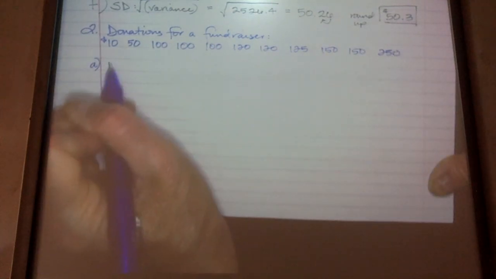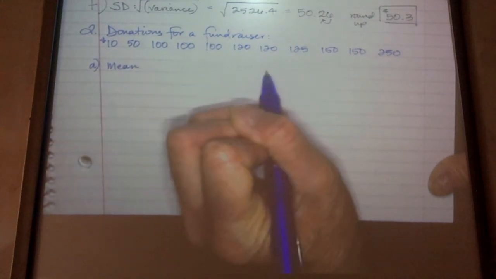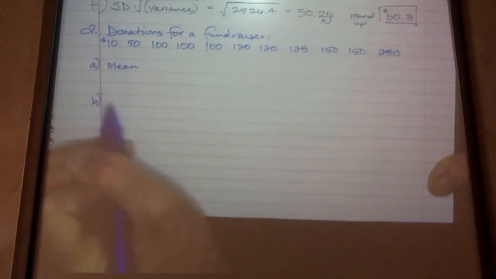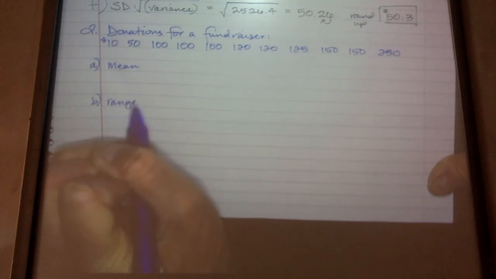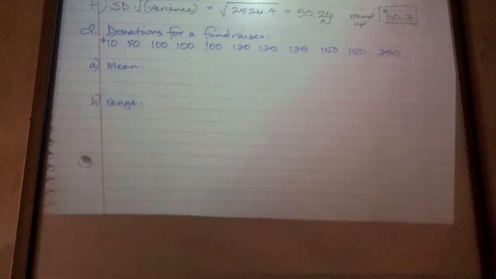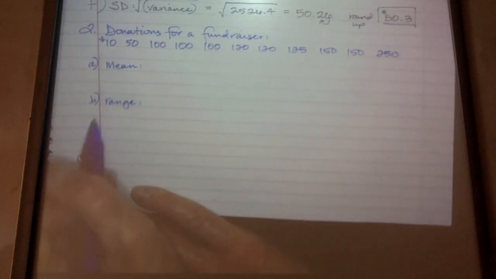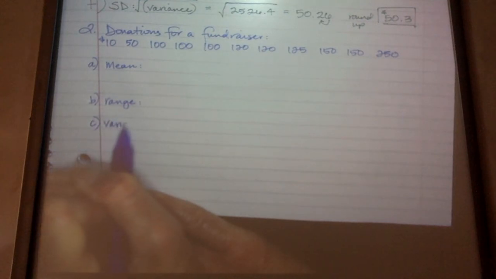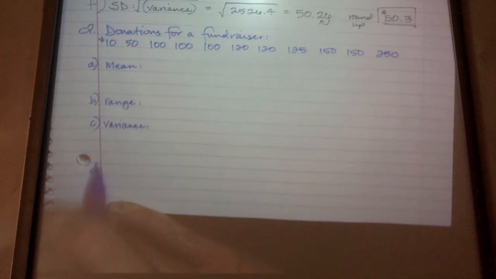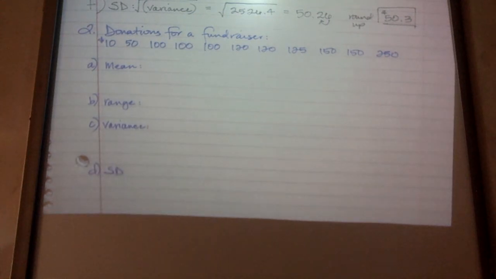We're going to find the mean. We're going to find the range. I'd like us to find variance. And last, we will find standard deviation. Okay? So, if you want to pause the video, try it for one example, and then you can check your work with me. Okay? Just an option.